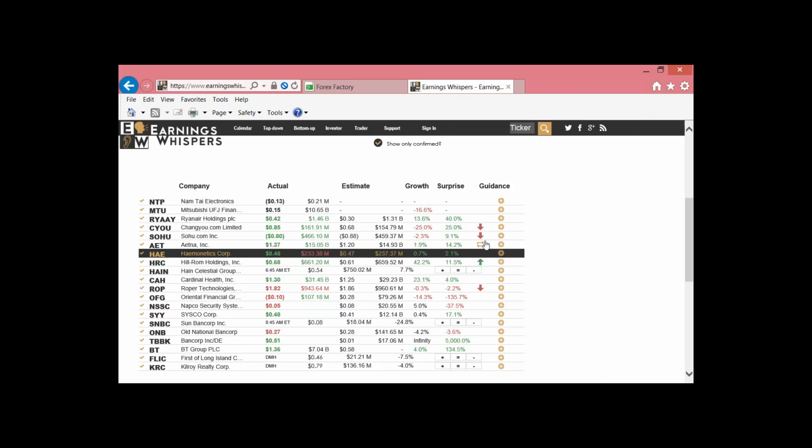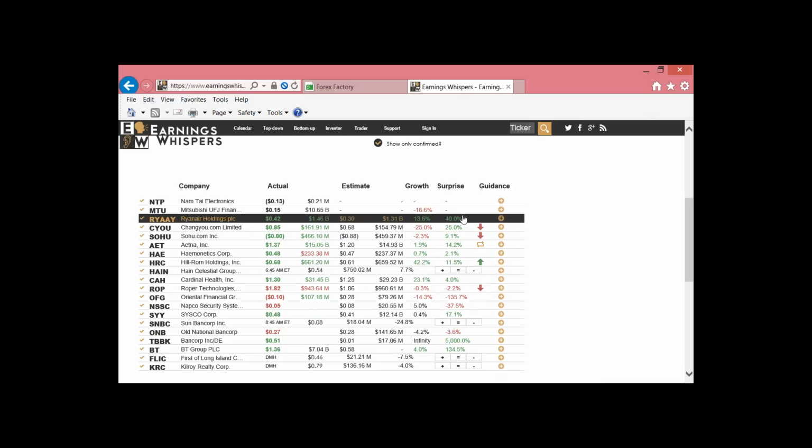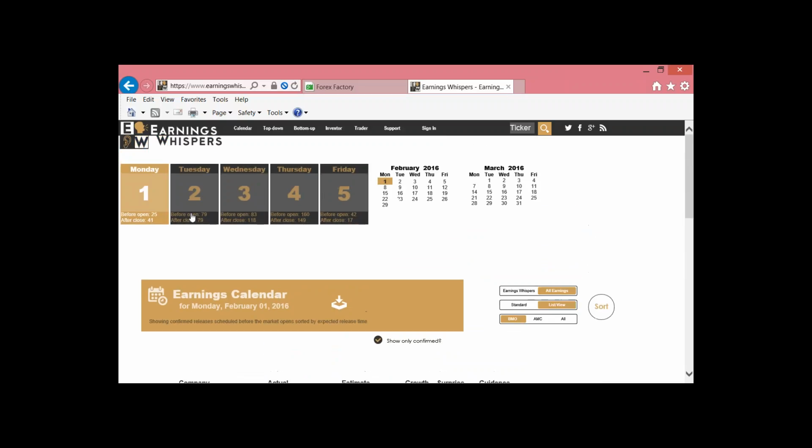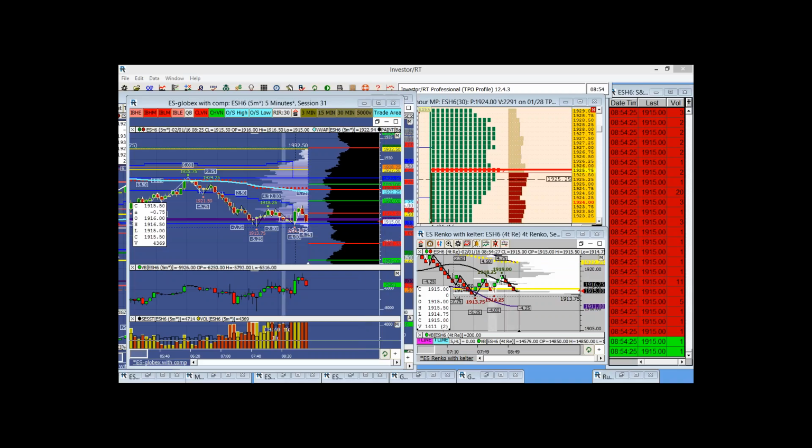We do have some more guidance downgrades. So earnings, we've still got 41 after the market, and this week is still fairly busy with earnings. Of course, I always like to start my day off with a basic candlestick chart.